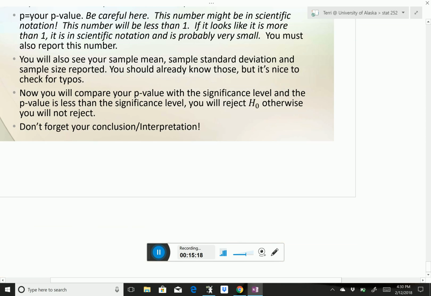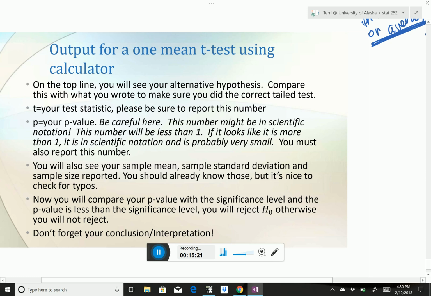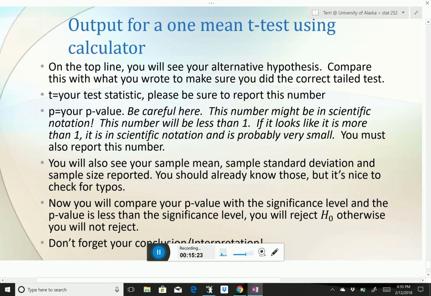So we did this. I just have this on here to make sure that you understand. First of all, you see that alternative hypothesis. You always want to check that. Then you get your test statistic. This you need to report. Your p-value needs to be reported. And again, you get all of these things for free. And you compare your p-value with your significance level.